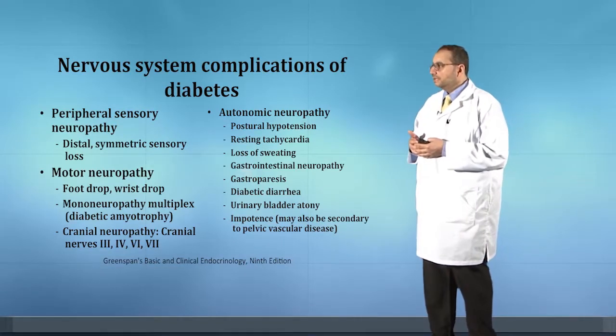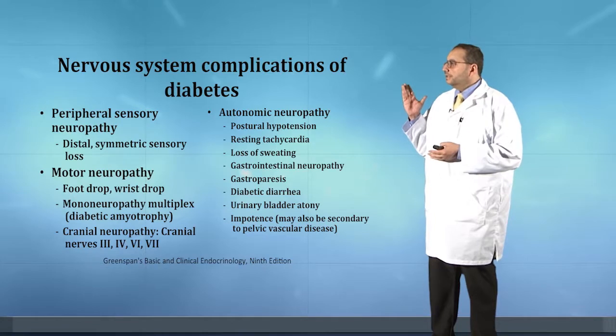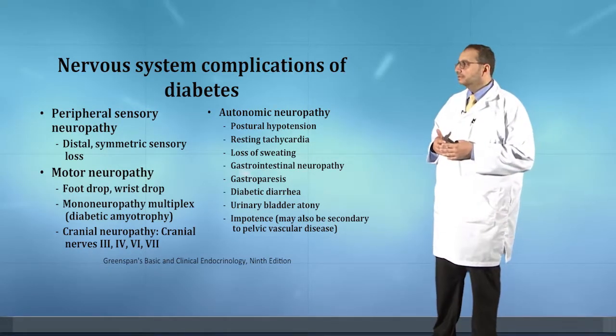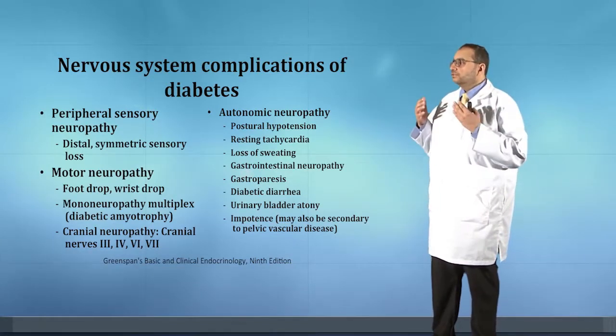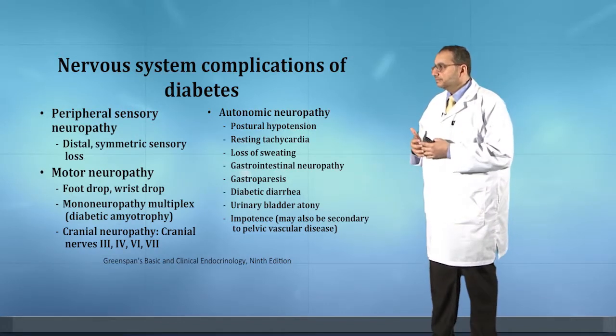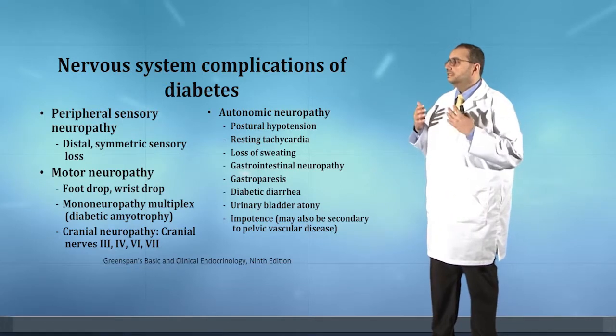Autonomic neuropathy, which can lead to postural hypotension, resting tachycardia, loss of sweating, gastrointestinal neuropathy, gastroparesis, diabetic diarrhea, urinary bladder autonomy, and impotence.